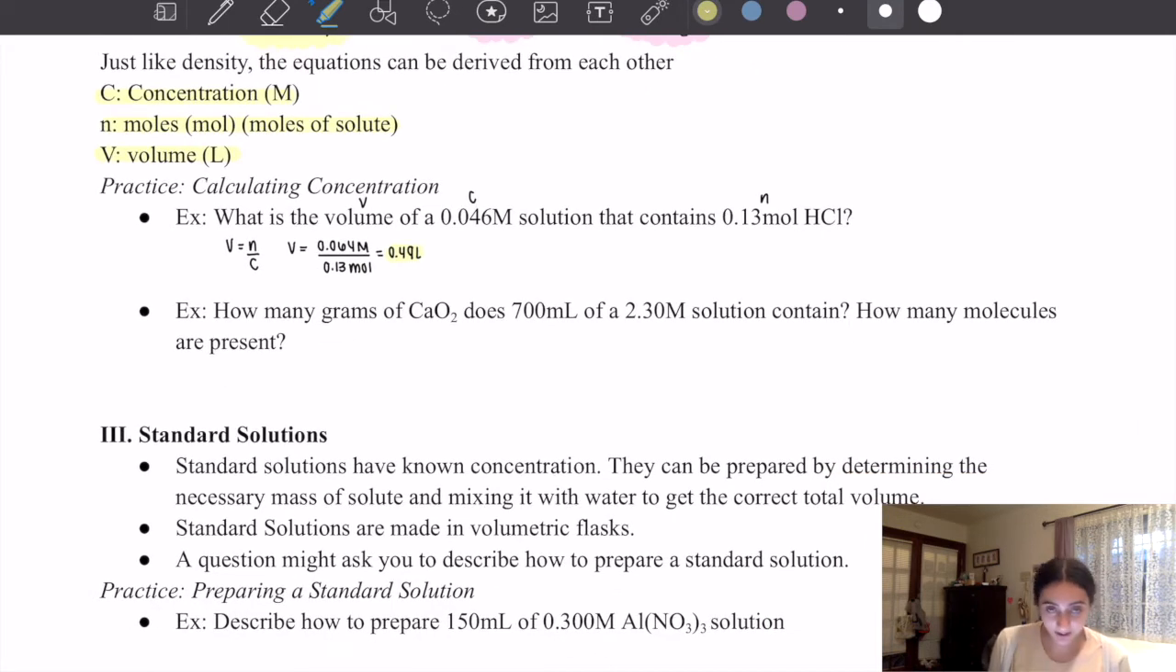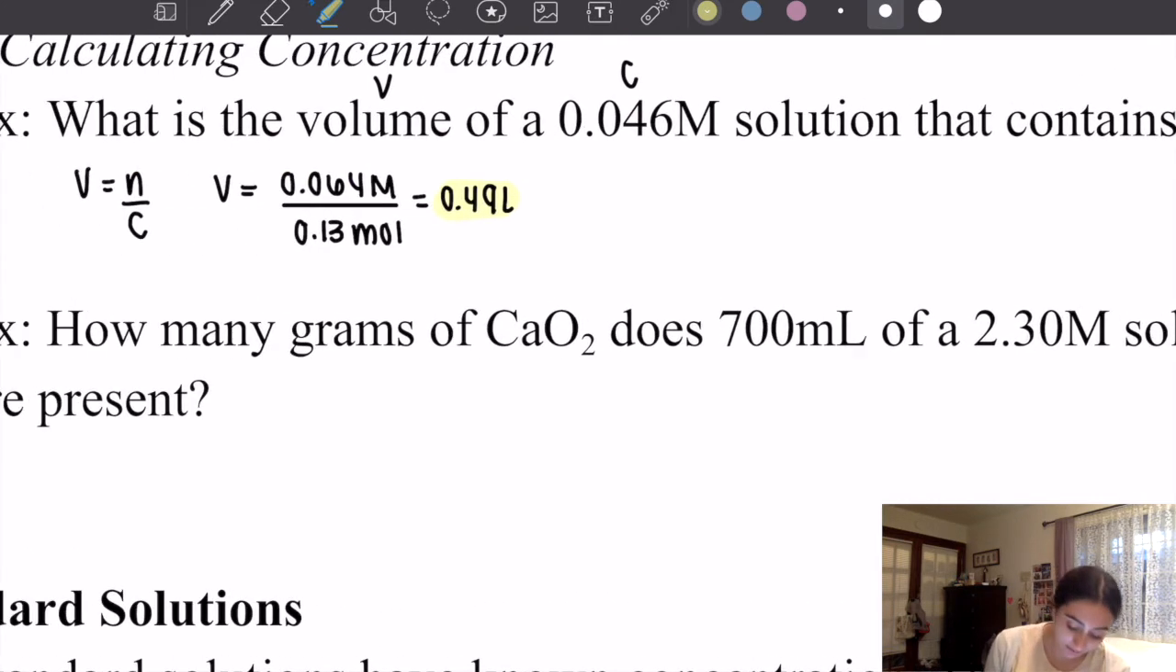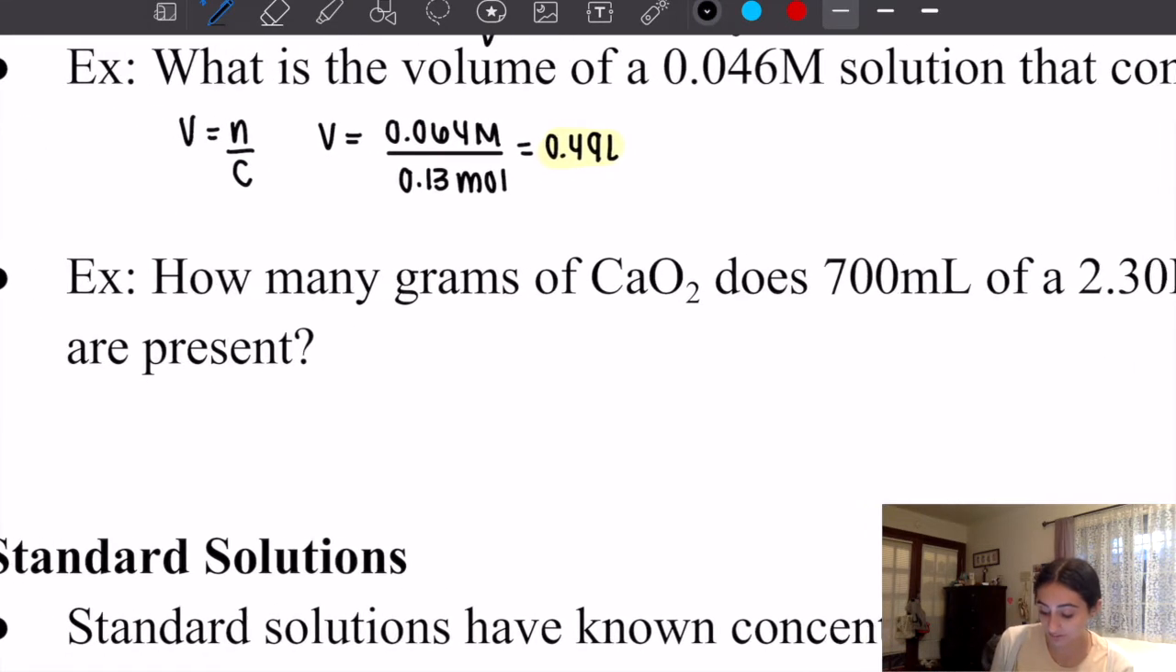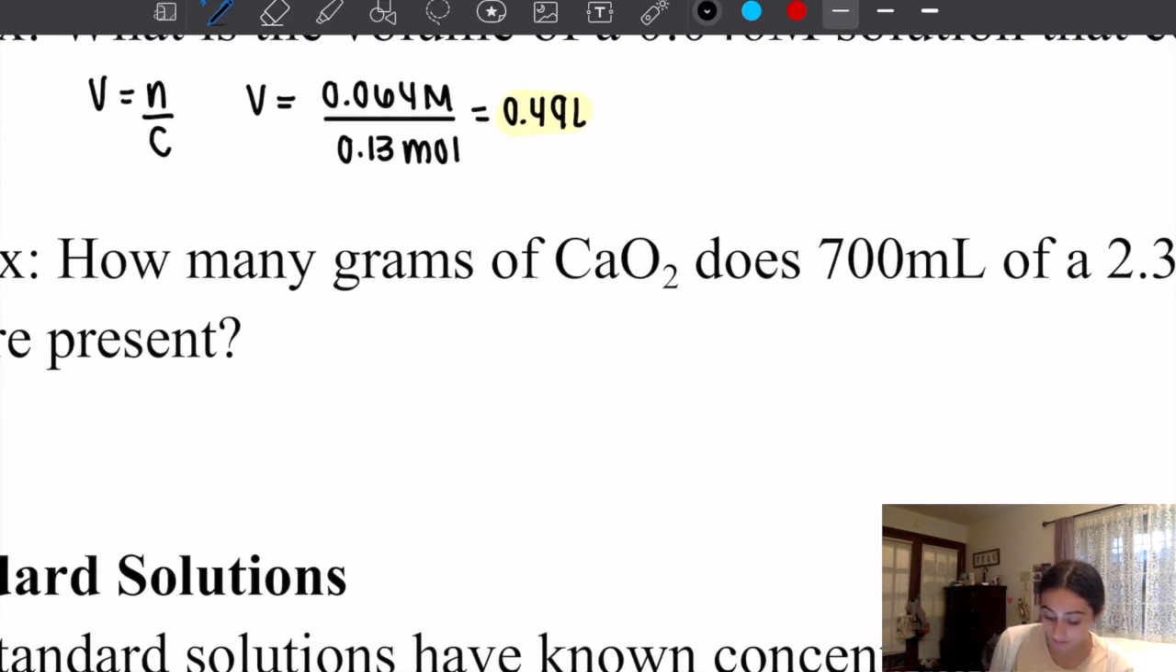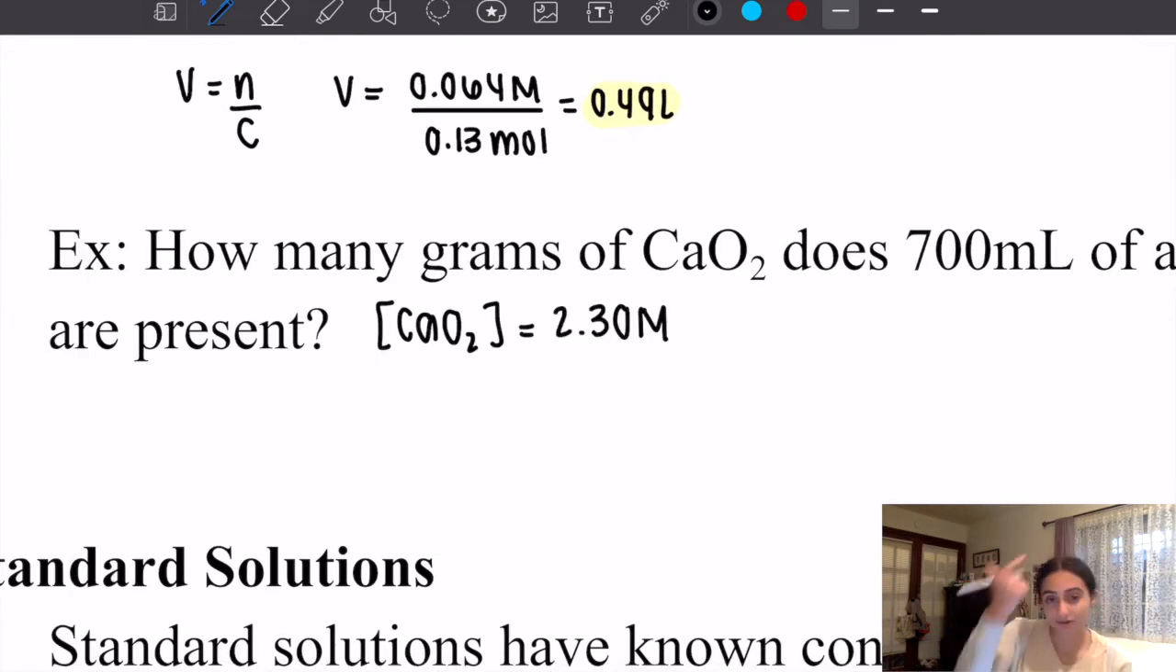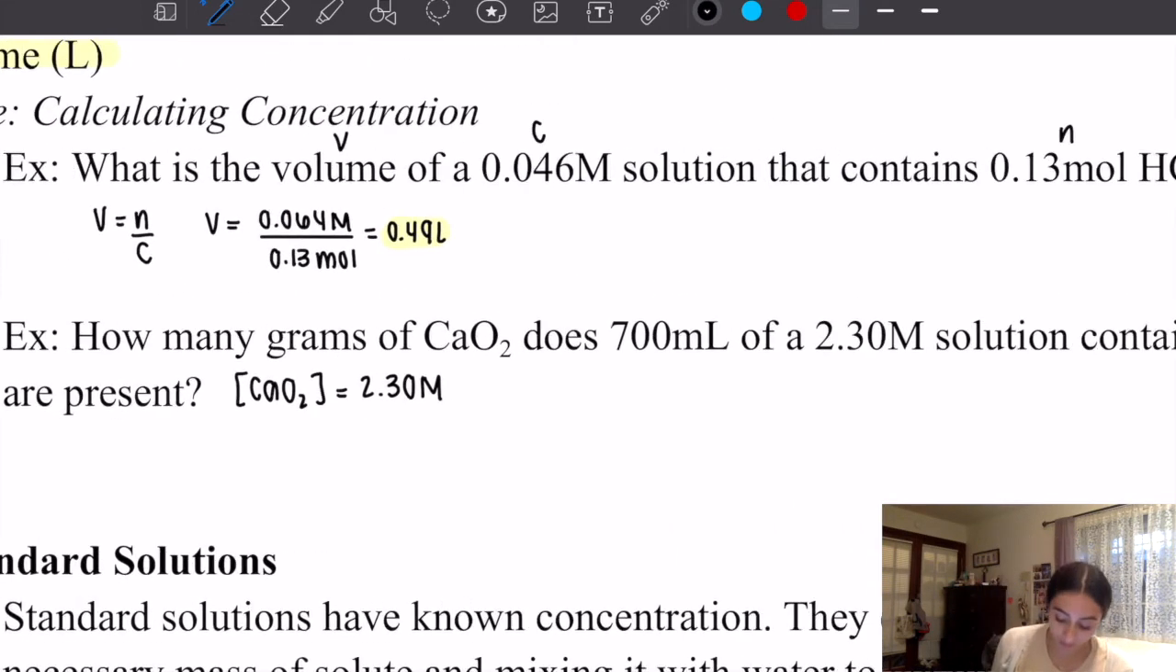Now we want to figure out how many grams of CaO2 does 700 milliliters of 2.30 molarity solution contain? How many molecules are present? Before we begin, just another thing when you're writing concentration, if you want to write like the concentration of CaO2 equals 2.30 molarity, you would write it like this with brackets, just an official thing you'll have to use in a lot of your problems.